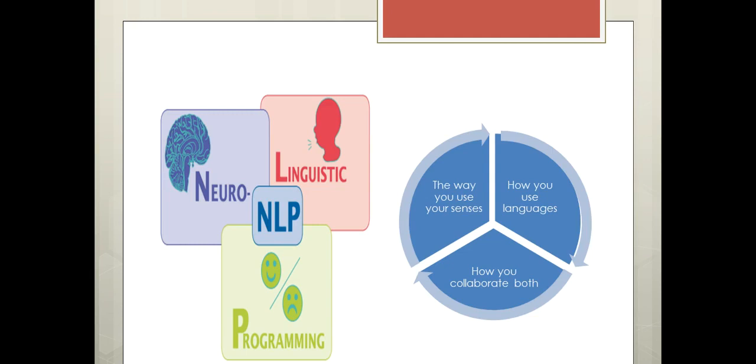So we generate the data from different senses, and linguistic means how you use the languages. Now I am speaking English, so I am generating the data in the English language. If I want to transfer this data into Hindi, then I can use machine translation, or some different way to transfer my English language to Hindi. Programming means collaborating these two. I will record my speech, convert it into text, and then convert that English text into Hindi. This whole process is known as natural language processing. Collaborating the neuro and the linguistic programming is known as natural language processing.